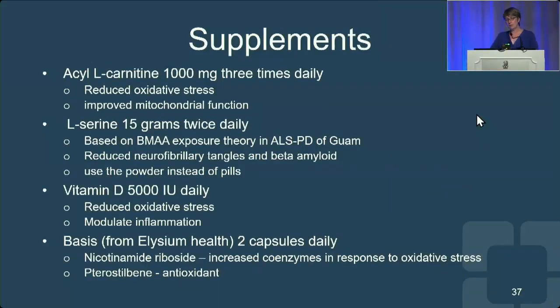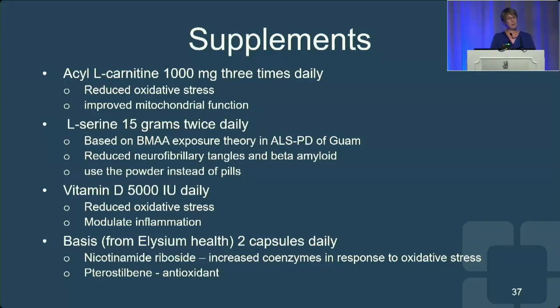In terms of the supplements that we typically recommend, we do talk with patients about the ultra-high dose B12. The other supplements that I generally discuss with my patients are acetylcarnitine, L-serine, vitamin D, and then a specific compound called Basis, which is from a company called Elysium. Generally speaking, these are antioxidant types of supplements. So, oxidative stress, mitochondrial function.